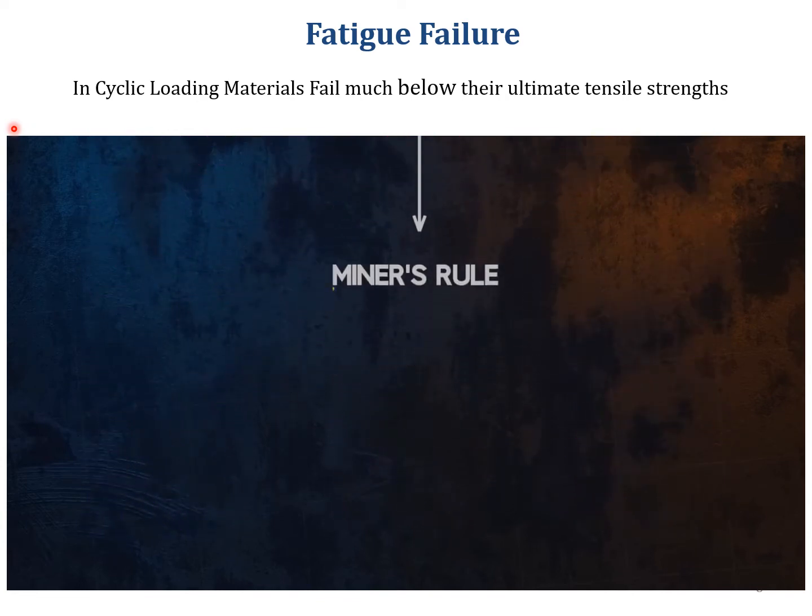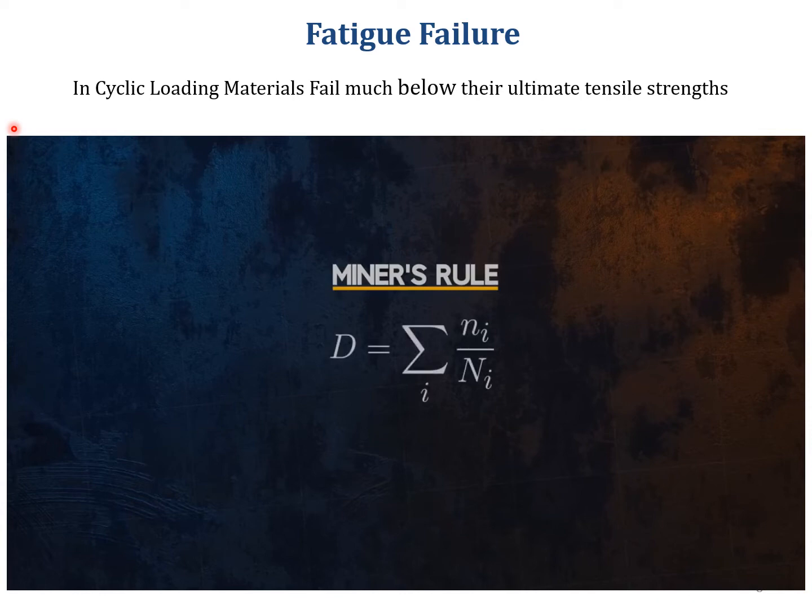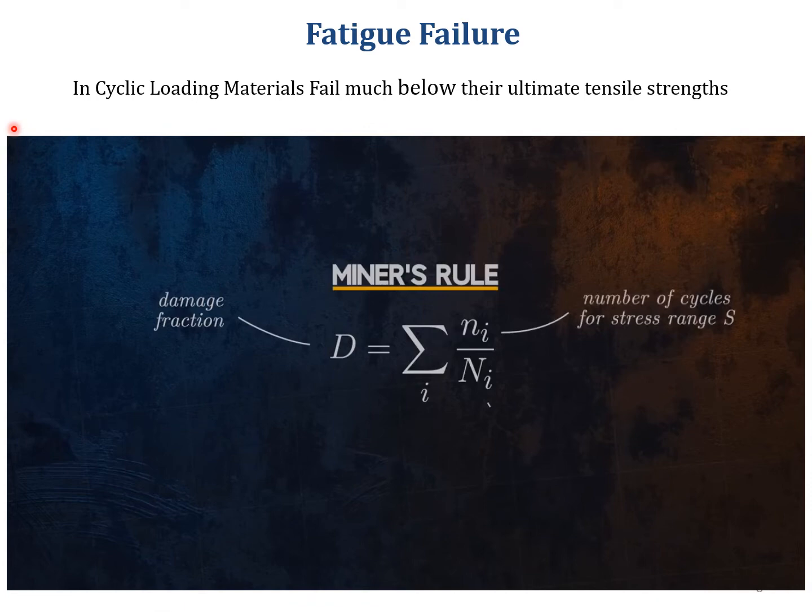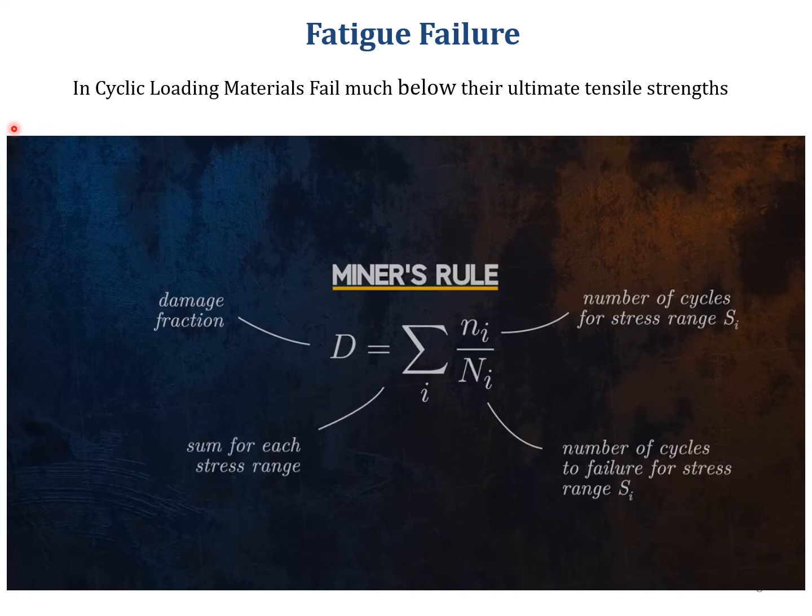Miner's rule allows us to account for the cumulative damage caused by each of these different constant amplitude stress ranges. It calculates the damage fraction D as the sum of the fatigue damage contributions for each stress range. The individual contributions are calculated by dividing the number of cycles by the number of cycles to failure for that stress range. The damage contributions from all stress ranges are then summed. If the total sum damage fraction is greater than 1, fatigue failure is considered to have occurred.